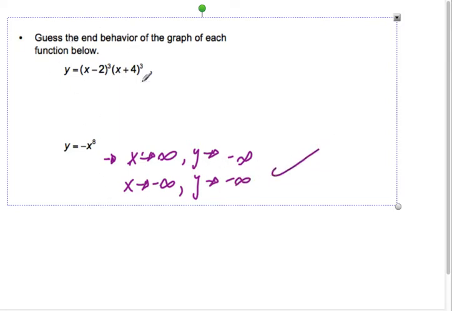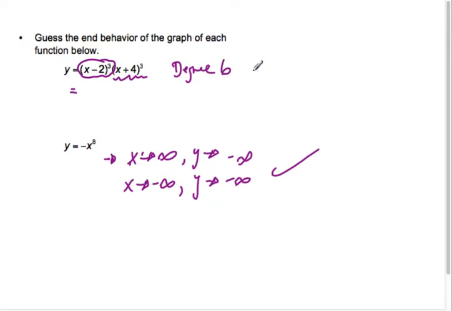Let's guess the end behavior here. Now, notice this has been factored. So if I imagine it being unfactored, expanded all out, when I expand this part out, I would get an x squared, and then it's going to have a cubed. I get an x cubed out of that binomial right there. And if I expanded this out, I'd also get an x cubed out of that. And when I multiply those x cubes together, I would get an x to the power of 6. So this is a degree 6 polynomial.